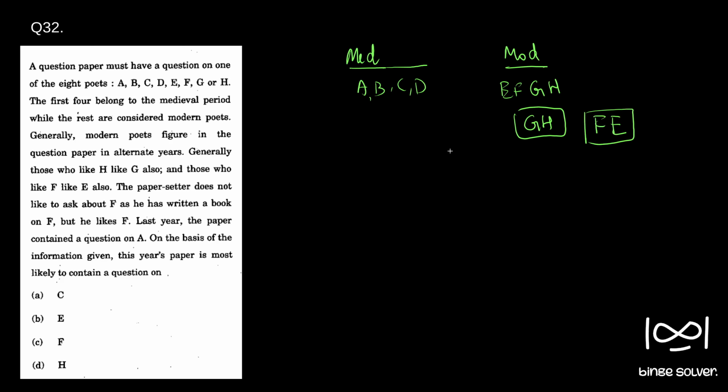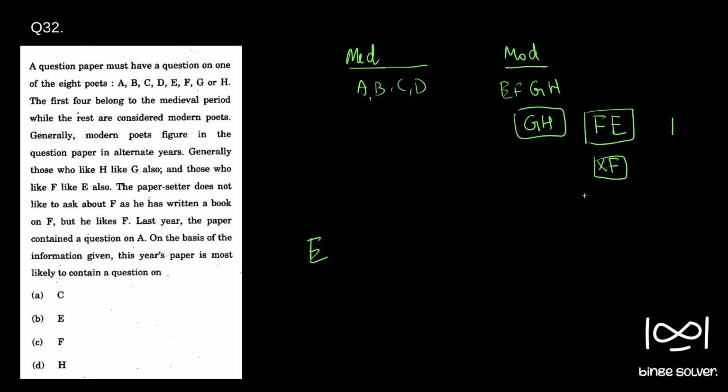The paper setter does not like to ask about F, as he has written a book on F, but he likes F. So it is given that F will not be asked by the paper setter, but he likes F. So E will definitely figure in the question paper.